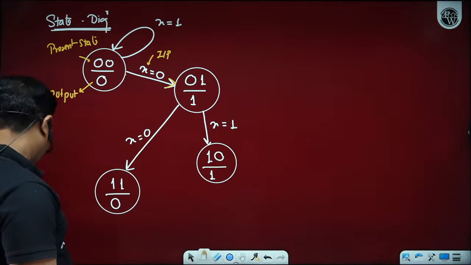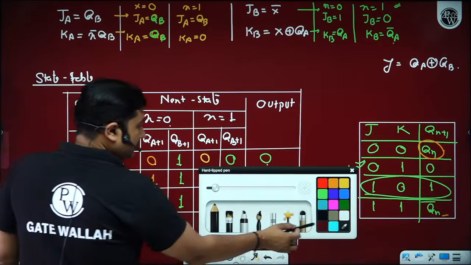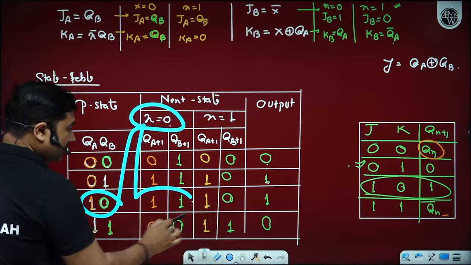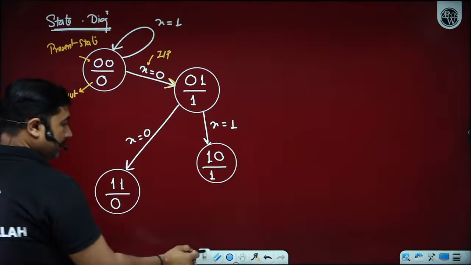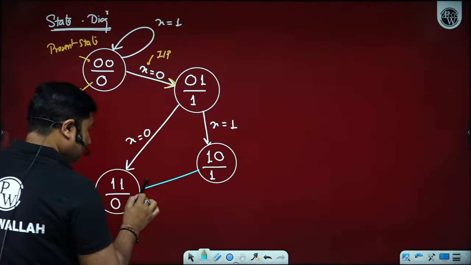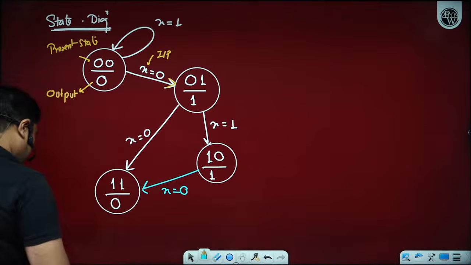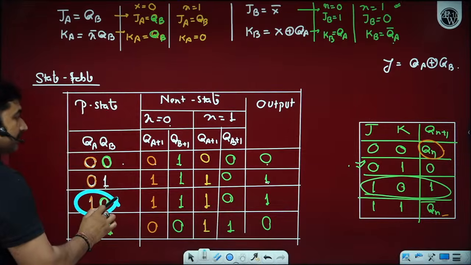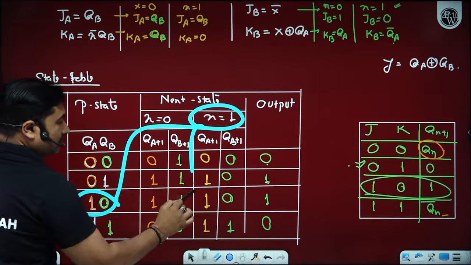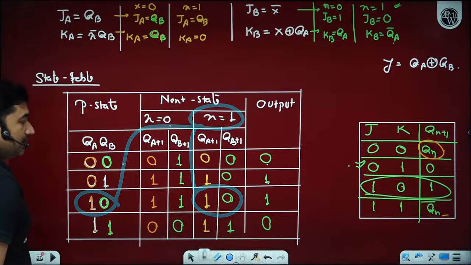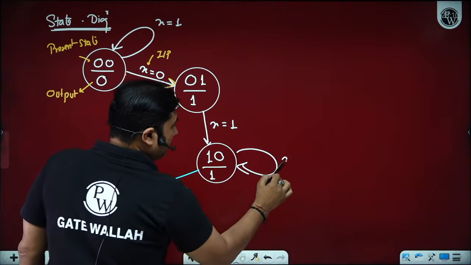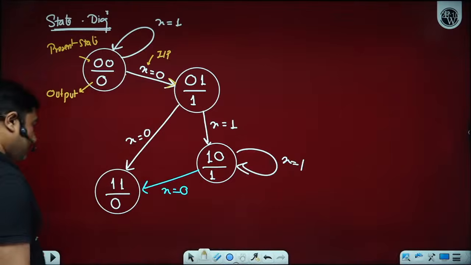Present state 1 0, x equal to 0, next state 1 1. Present state 1 0 with x equal to 1, next state 1 0. So with x equal to 1, it stays 1 0.